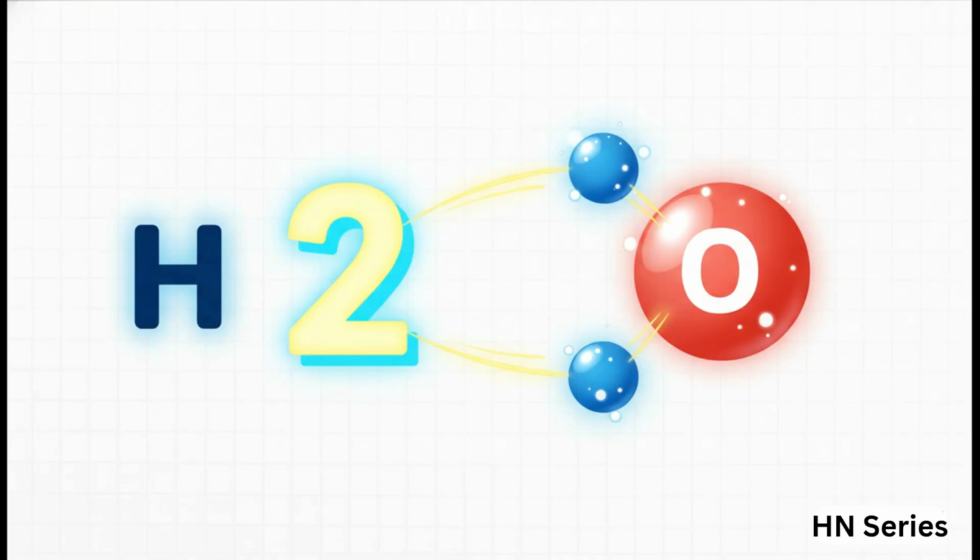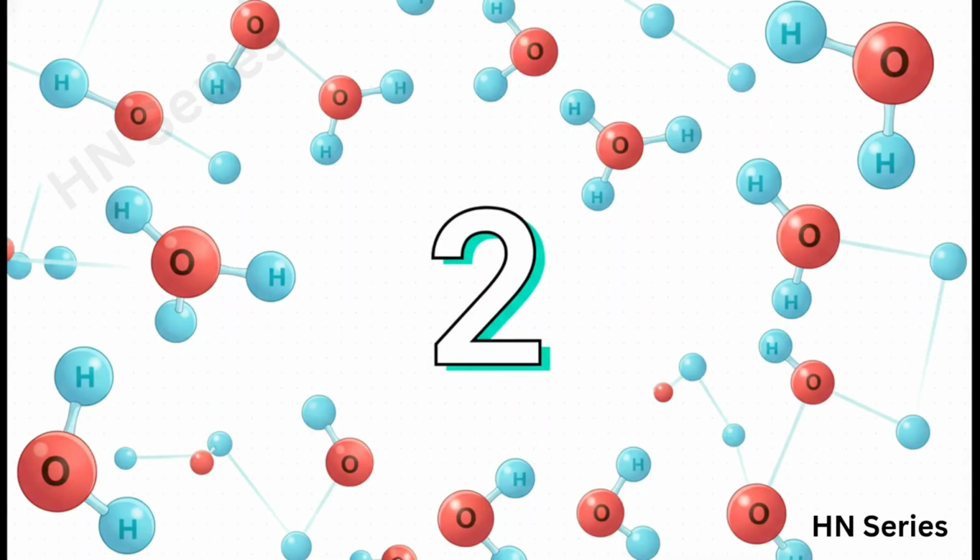Okay, now for the really cool part. See this little number here? That 2 is called a subscript, and its job is incredibly important. It tells you the quantity. More specifically, it tells you how many atoms of the element to its left are in one single molecule. So back to H2O. That subscript 2 is attached to the H. This means every single molecule of water has exactly 2 atoms of hydrogen. Not 1, not 3, always 2. It's that kind of precision that makes this language so powerful.